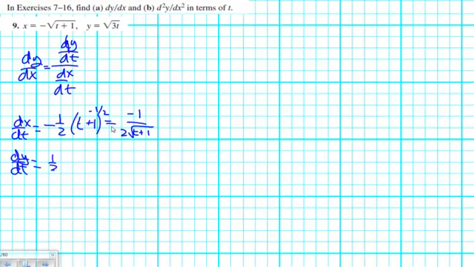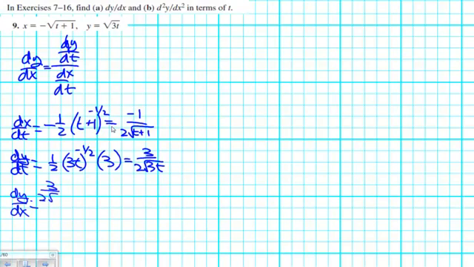That looks like 1/2, keep the inside the same, reduce the power by 1, times 3 for the chain rule. So it looks like it's going to be 3 over 2 root 3t. And if we combine these two facts together, dy/dx is equal to 3 over 2 root 3t, all divided by negative 1 over 2 root t plus 1.